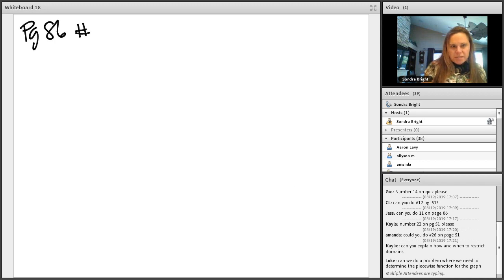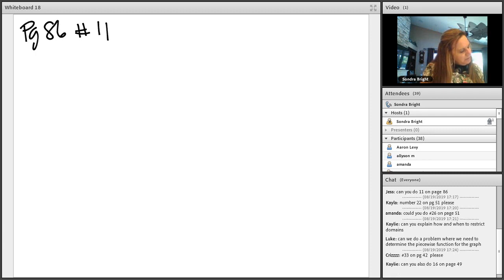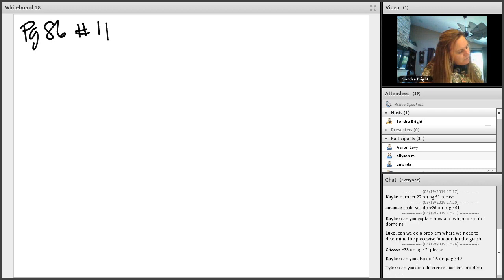Page 86, number 11. During an energy crisis, the price of unleaded gasoline had increased at a constant rate of 5 cents per gallon per week for 8 weeks. At the end of the 8th week, the price had reached $1.65 per gallon. Find an equation in standard form giving the price of gasoline as a linear function of time and draw the graph.